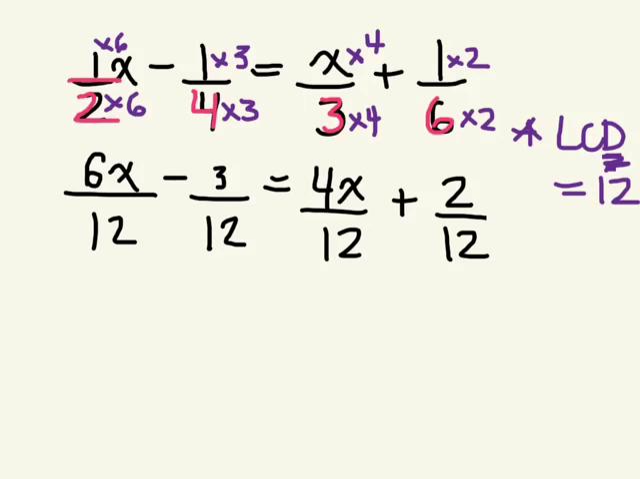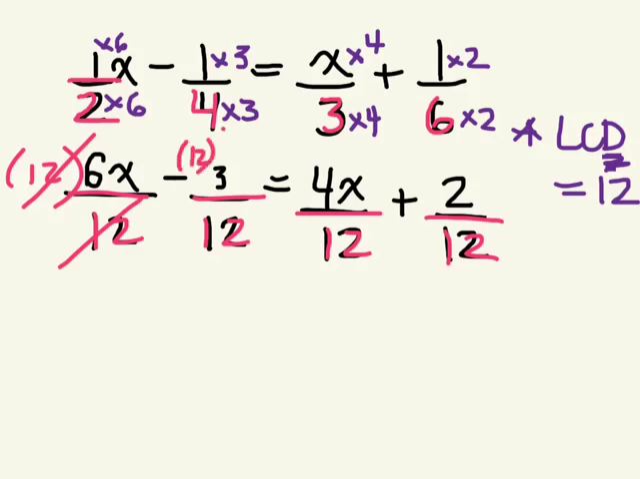Now everything says divided by 12, right? The opposite of dividing something by 12 would be to multiply it by 12. If I multiply it by the denominator, I'm removing the fraction. So whatever we do to one term, we have to do to every term. And because the denominators are all the same, it will cancel everything out. So now we're going to rewrite the equation.